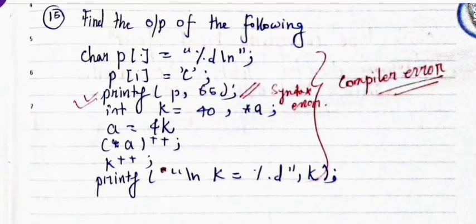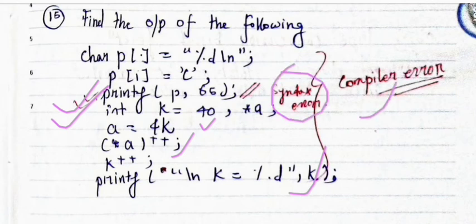So here the output of the program is given like this: char p, printf("%d", p1 = c), print the value p65, int k = 40, *a. Now a = &k, pointer a is incremented, the value of k is also incremented, and print the value of k. Now what is the output of this program? We consider the value of p, and the printf statement is also wrong, which means a syntax error is defined, so it gives a compile time error.